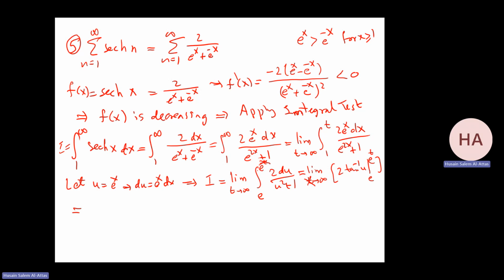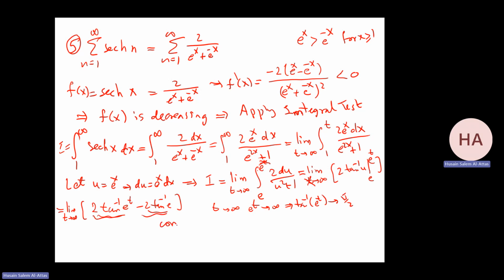That will be 2 tan inverse, limit. Don't forget the limit, t goes to infinity: 2 tan inverse e to the power t minus 2 tan inverse e. I don't care what this is, it's just a number. This one, as t goes to infinity, e to the power t goes to infinity, so tan inverse of e to the power t goes to pi over 2. So this is a number, and this is a number. So this converges.